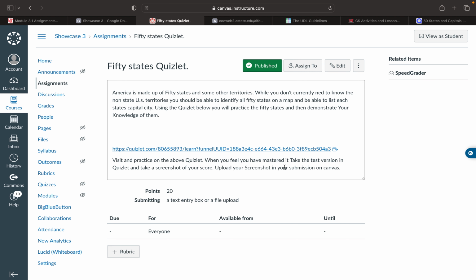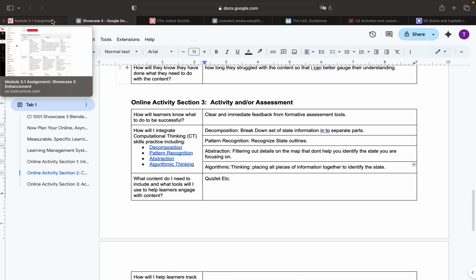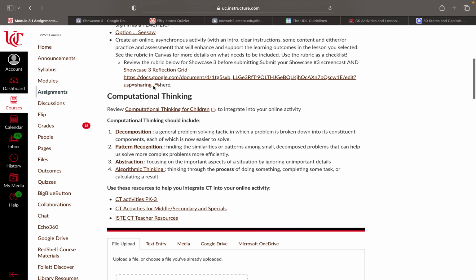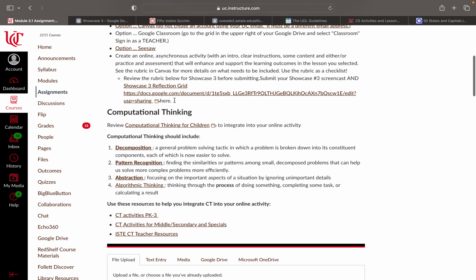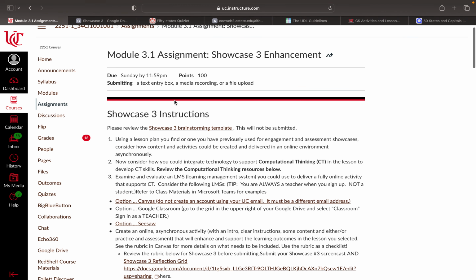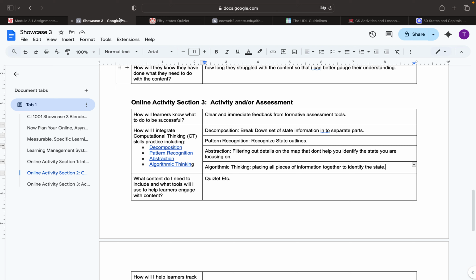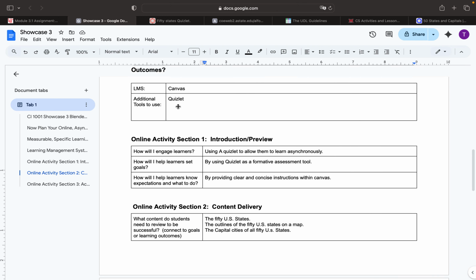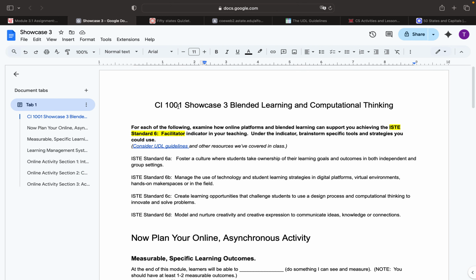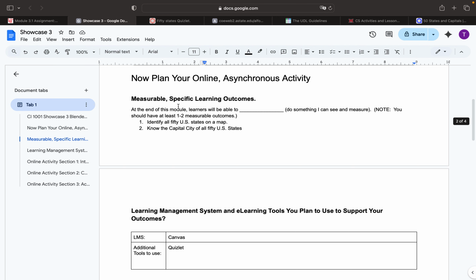Okay, so this is my final showcase, showcase number 3, and that is the showcase on computational thinking. So I'm going to dive right into it here. I use the little example thing here as my little outline. So the lesson plan is completely asynchronous.